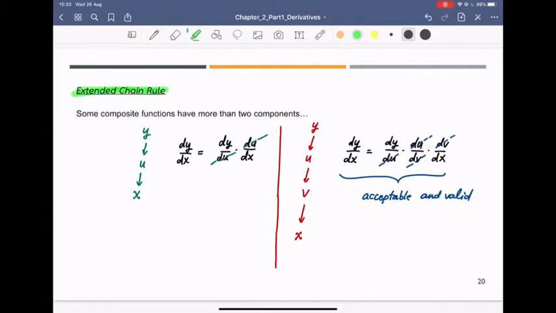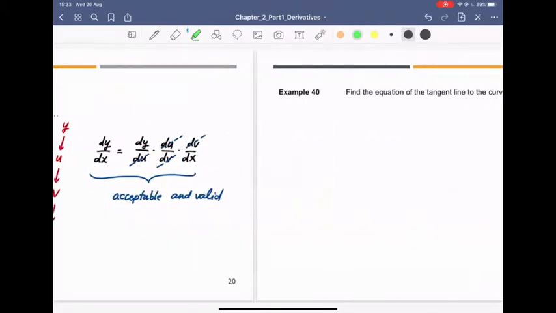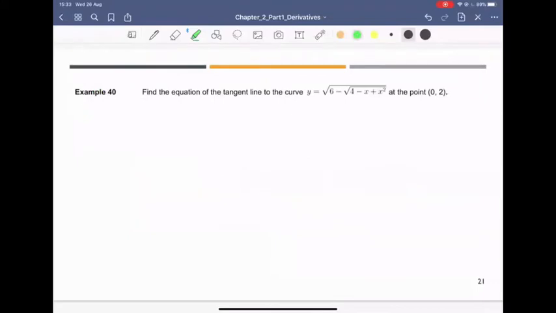So let's move to the medium level example. You're going to see something that is more fun about the chain rule. All right, so let's do number 40 first. Find the equation of the tangent line to the curve y equals square root of 6 minus square root of 4 minus x plus x squared at the point (0, 2). So you want to find the equation of the tangent line, right?